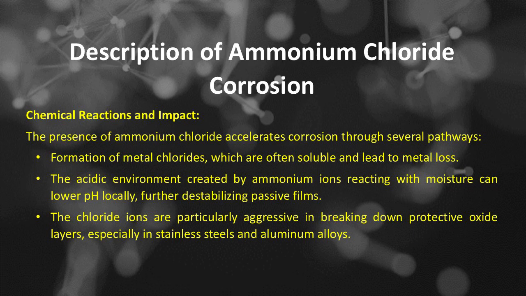Chemical reactions and impact. The presence of ammonium chloride accelerates corrosion through several pathways: formation of metal chlorides, which are often soluble and lead to metal loss. The acidic environment created by ammonium ions reacting with moisture can lower pH locally, further destabilizing passive films. The chloride ions are particularly aggressive in breaking down protective oxide layers, especially in stainless steels and aluminum alloys.